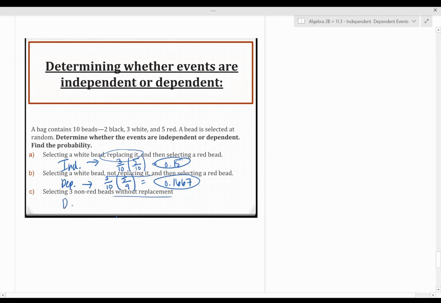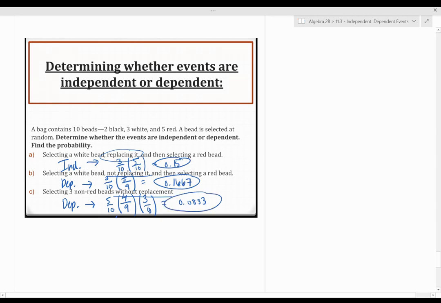And last but not least, selecting 3 non-red beads without replacement. So not putting them back means that they're going to be dependent. My first draw, I'm picking out of 10, 5 of which are red, which means 5 are non-red. My second draw, there's only 9 beads left. There should only be 4 non-reds left, assuming that I pulled one of the non-reds out on the first draw. My last draw, there's only 8 beads left, and there should only be 3 non-reds left. That's going to give me 0.0833.